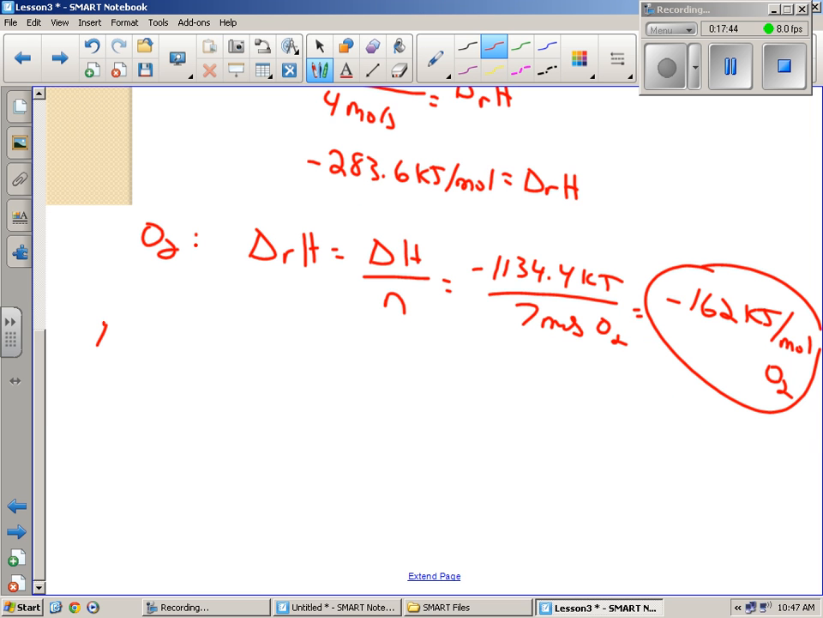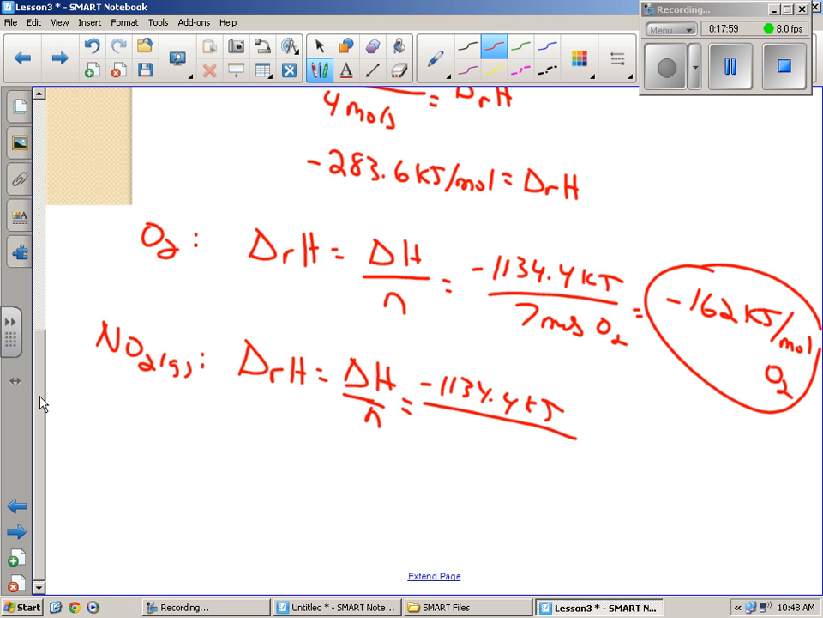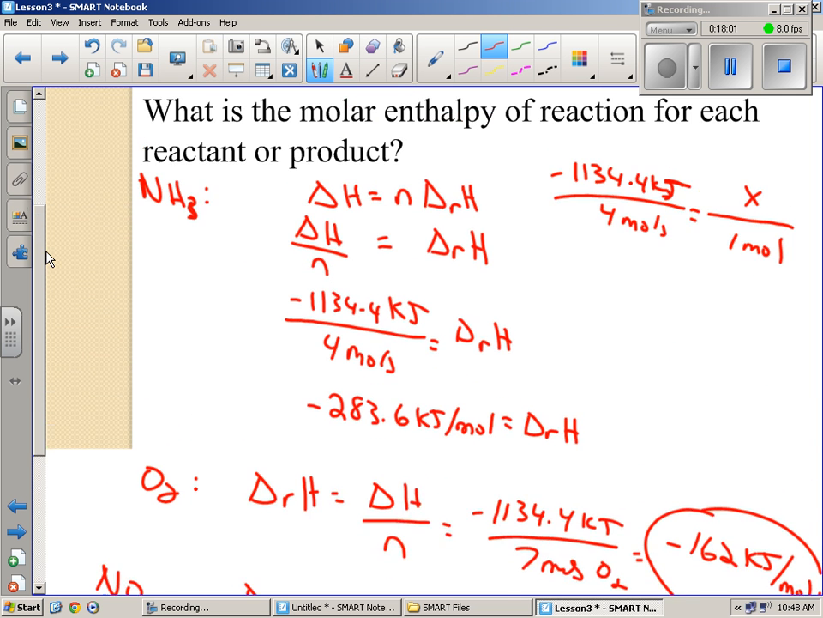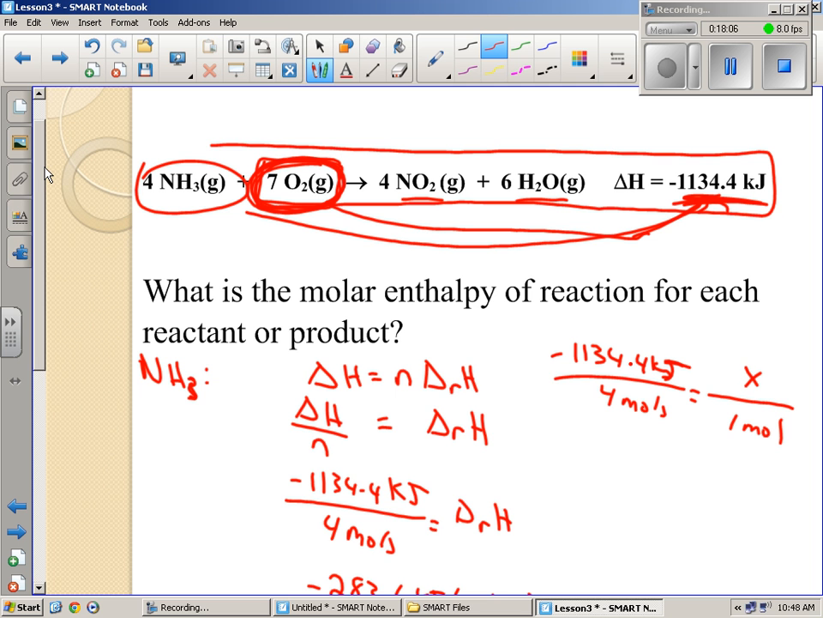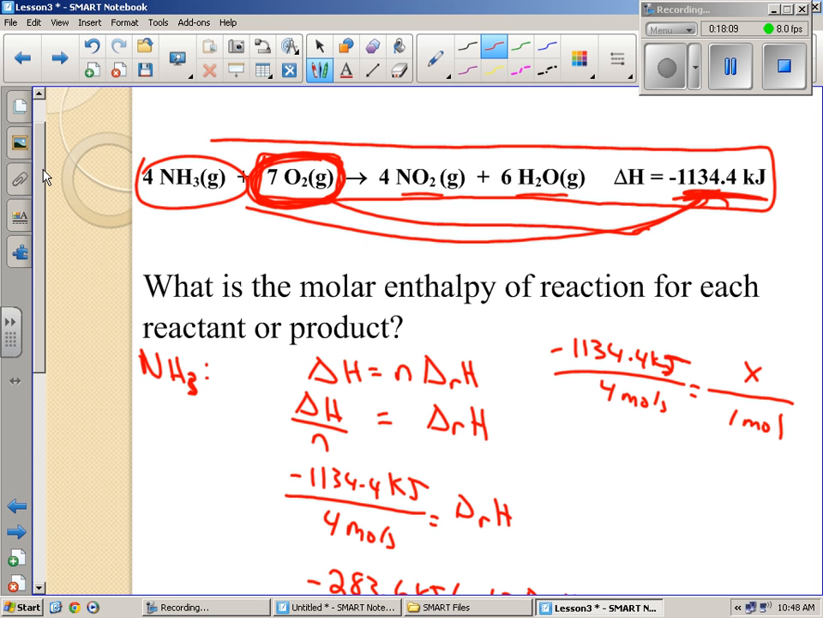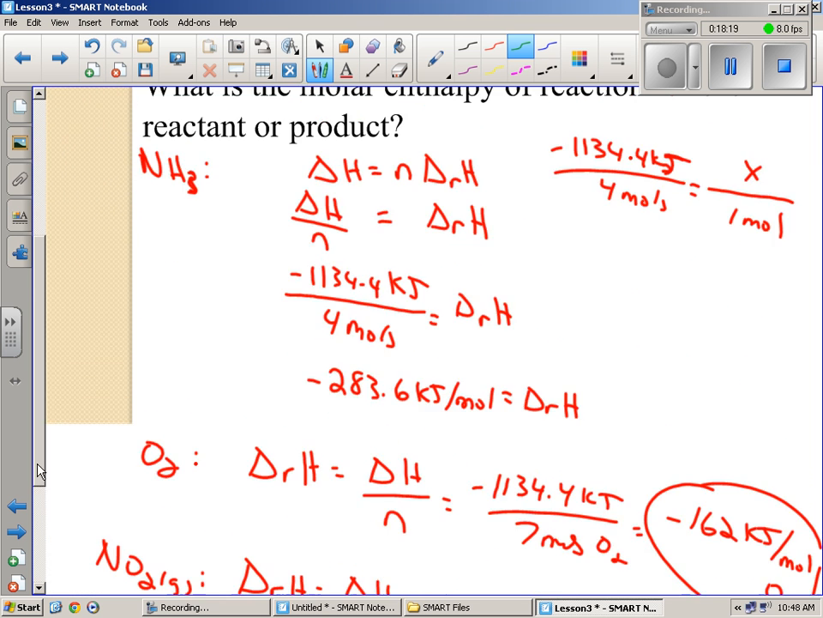What about NO2? That's a product here. If we're looking for the delta H, or the delta whatever you want to call it here, once again, we're going to take delta H over n, right? Negative 1134.4 kilojoules. But for NO2, it's based on 4 moles again, right? When I produce 4 moles of product, I get also that. Well, what if I only produce 1 mole of NO2? Then how much do I get over there?